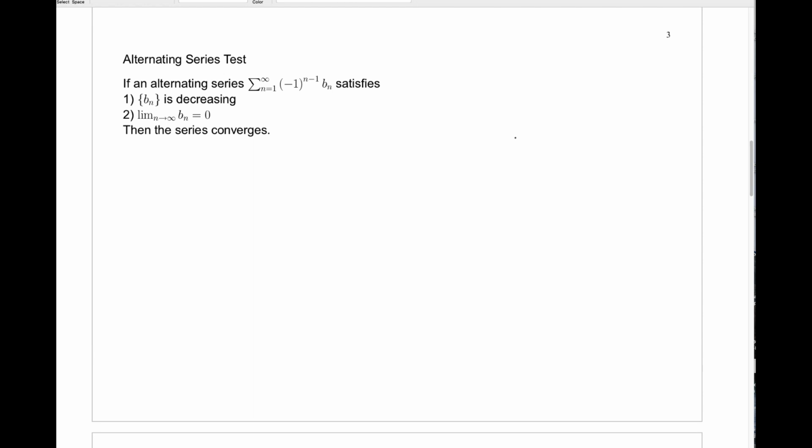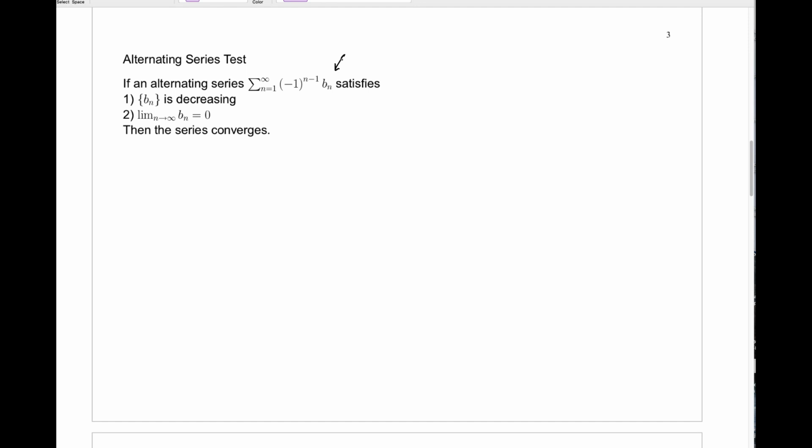The alternating series test will give us a simple way to tell when we have an alternating series when it converges. At least it will give us a sufficient condition for the series to converge. The alternating series test tells you if you start with an alternating series, so it has to be of this standard form for alternating series.